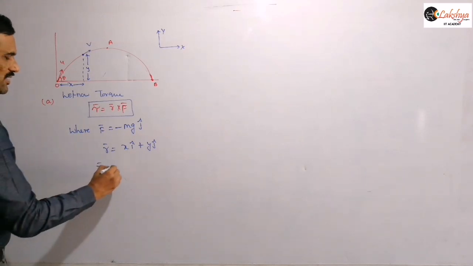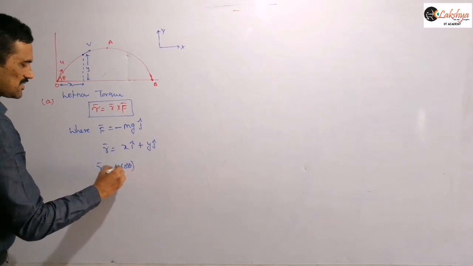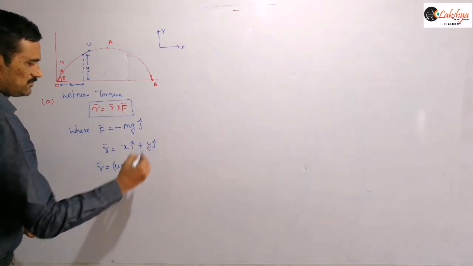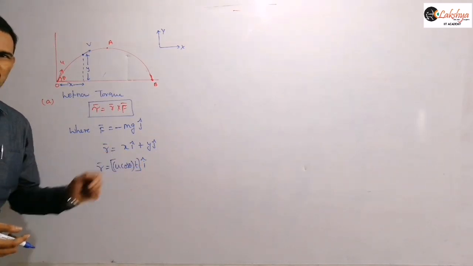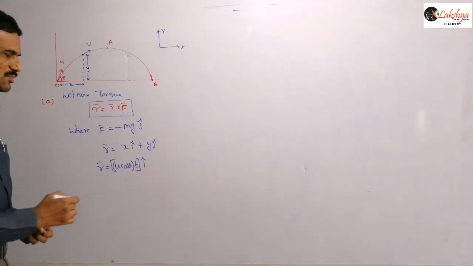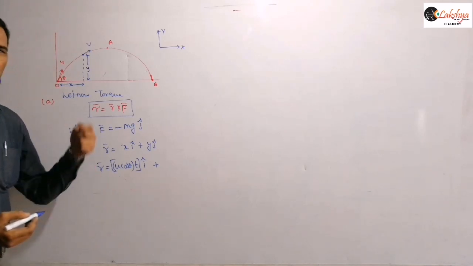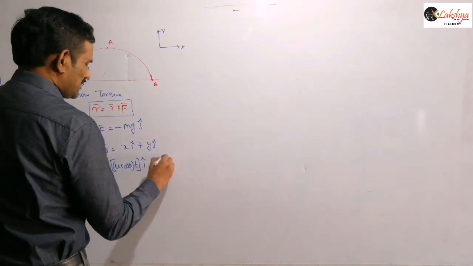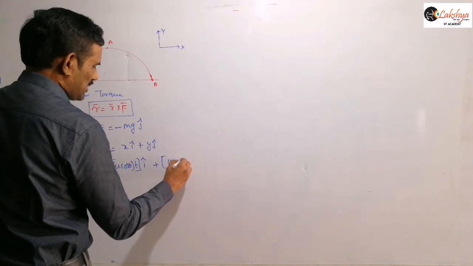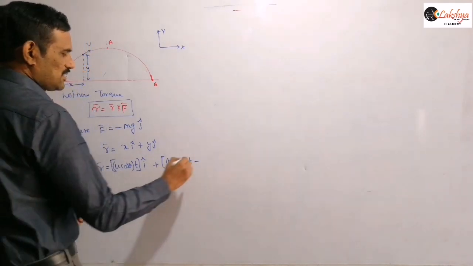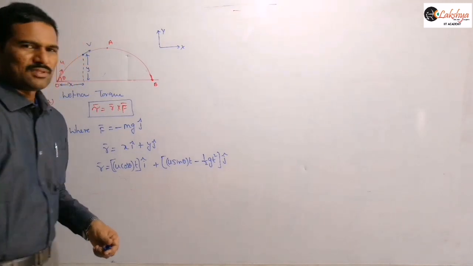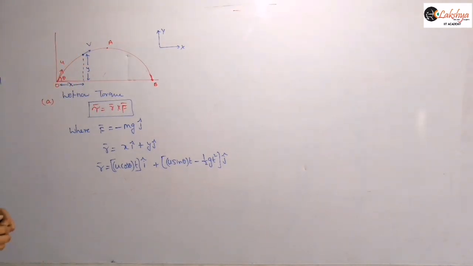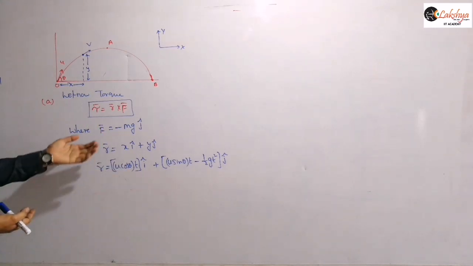So how to write the horizontal displacement and vertical displacement? Horizontal displacement is the horizontal component of velocity into time, i cap. Got it? We know the x value, u cos theta into t. And how to write the vertical displacement? s equals ut plus half at square, along the y axis. So you can write this as u sin theta into t minus half g t square into j cap, right? So that is our vertical component of displacement. Now this is our position vector, and we also have the force vector.